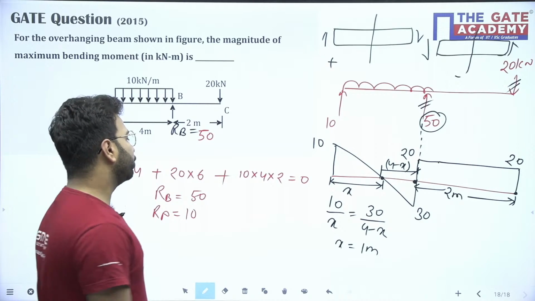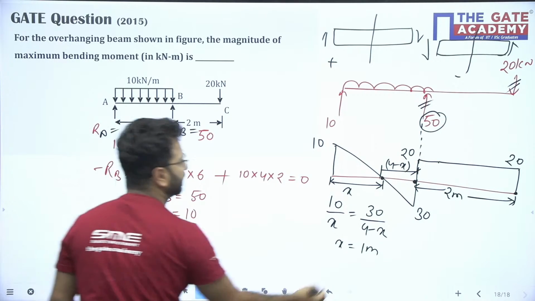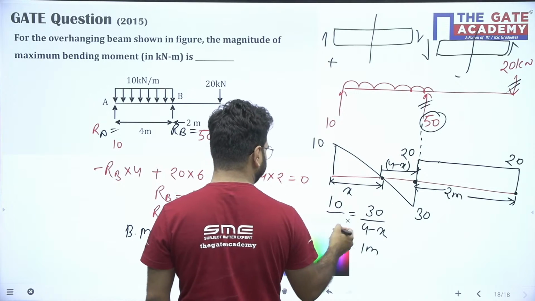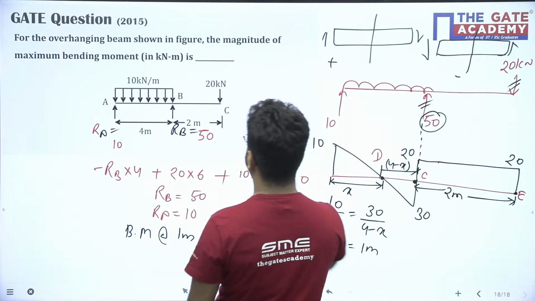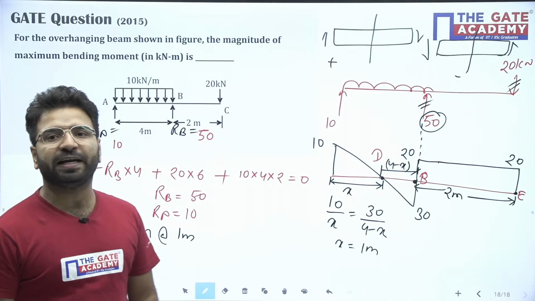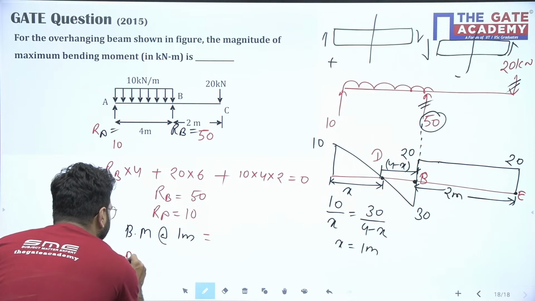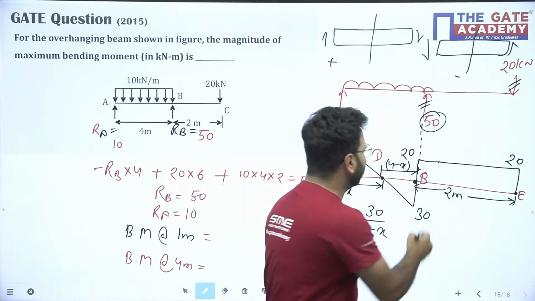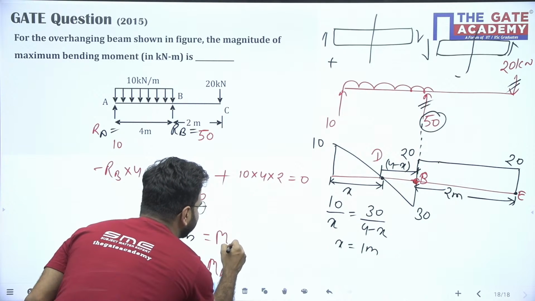So what you have to do, beta? You have to calculate bending moment at 1 meter. Let us say this point is D point, and last this point is E point, and this is my B point in the question I have given you. So you can see at B and D point the bending moment changes its sign. It means you have to calculate bending moment at 1 meter and bending moment at 4 meter, beta. 4 meter means here at B point you have to calculate moment at B, and moment at D you have to calculate.